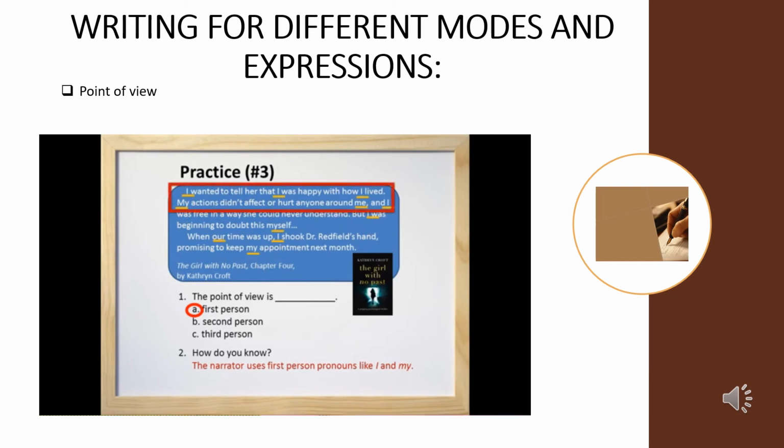I wanted to tell her that I was happy with how I lived. My actions didn't affect or hurt anyone around me. The narrator uses those pronouns because the narrator is speaking about herself. This tells us that the narrator is the main character in the story. When the narrator talks about him or herself using the pronouns I, my, and other first-person pronouns, and the narrator's the main character, that means that the narrator is using first-person point of view.